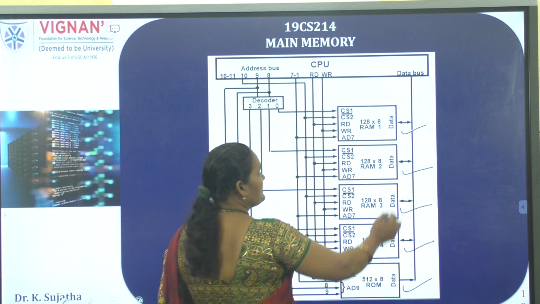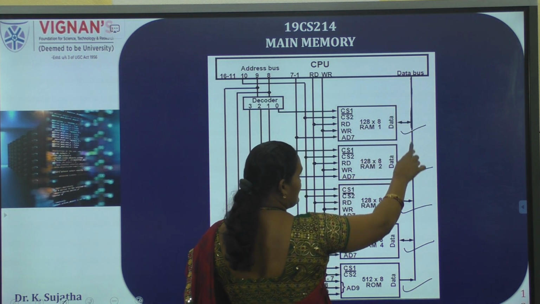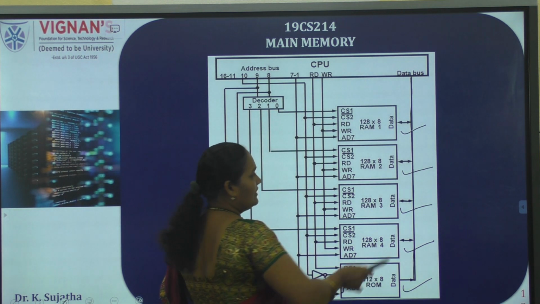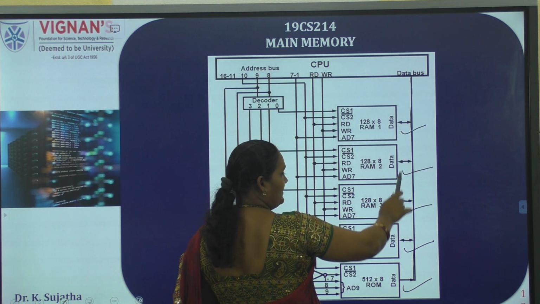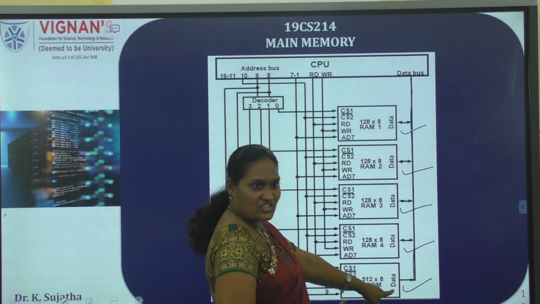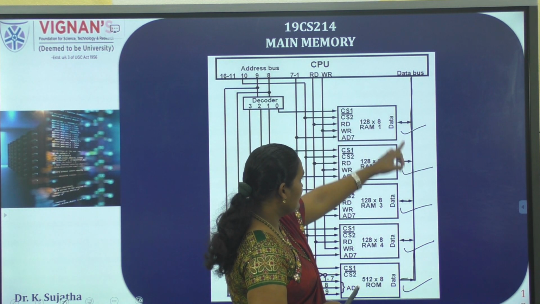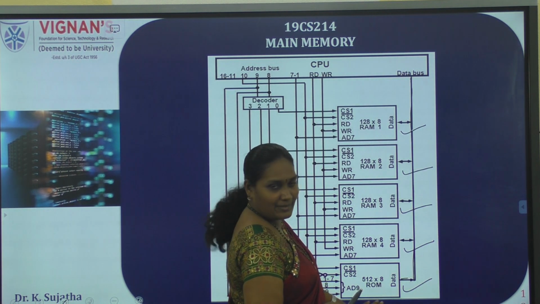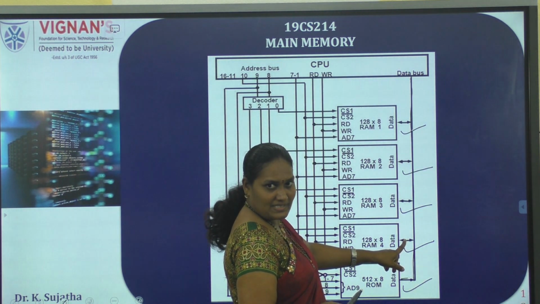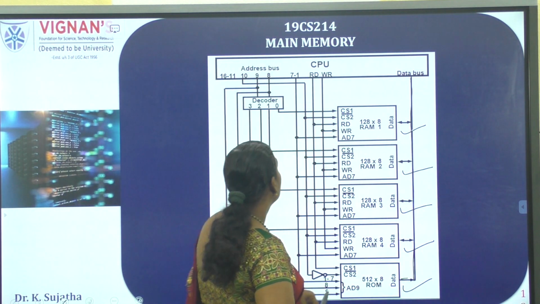Now first see, this is the data bus. This data bus is connected to all RAMs and ROM. The data bus is a bidirectional data bus for all the RAMs. But for ROM, it can do only read operation. It is only a unidirectional data bus. So this is the data bus which is connected to all elements, but for RAMs it is bidirectional, and for ROM it is single directional, it can do only read operation.